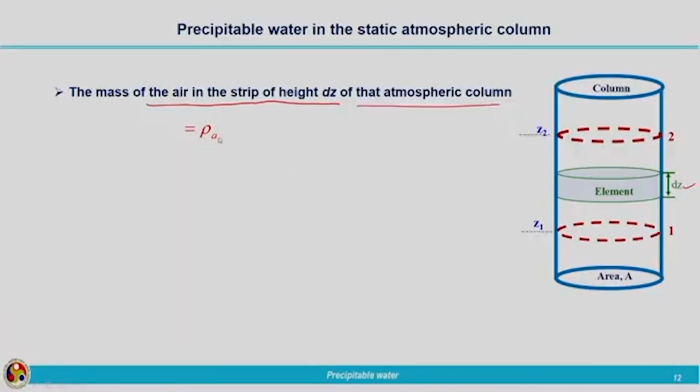So, rho A is the density multiplied by volume. What will be the volume? We know the area is A and the depth is dz. So, we can calculate the volume as A multiplied by dz. So, the mass of moist air present in this elementary strip will be rho A multiplied by A dz.